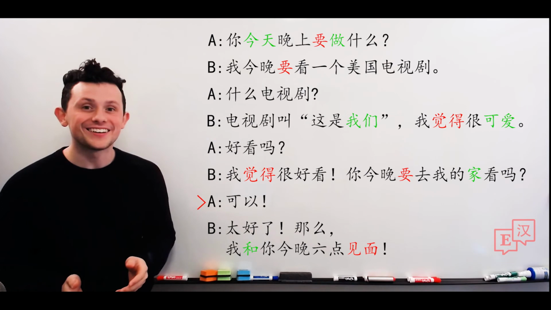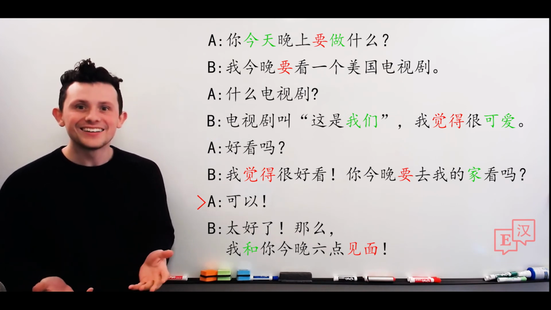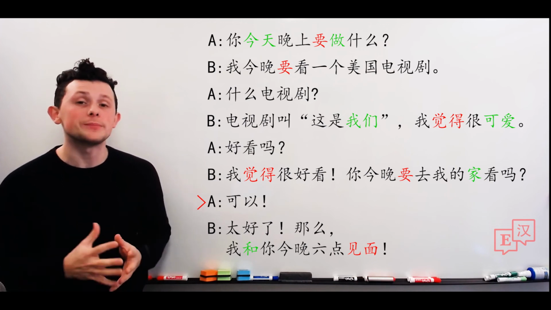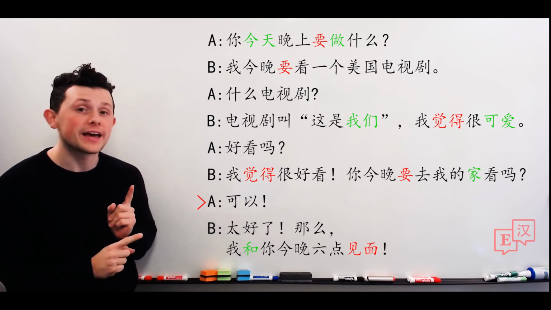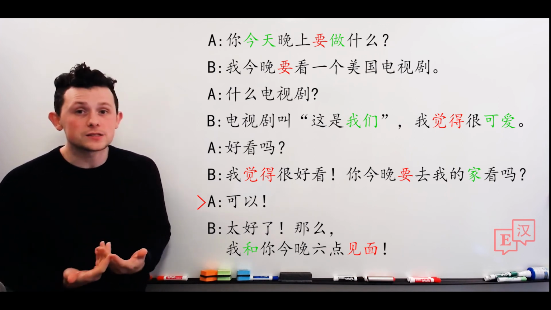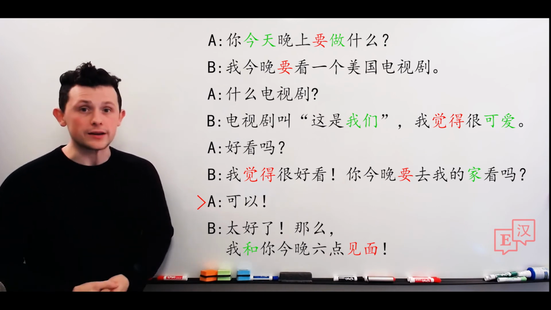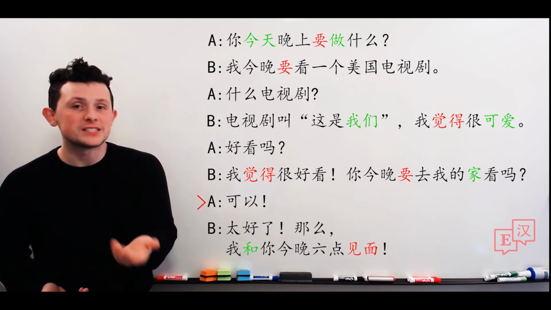可以. Yeah, that sounds great. 可以 literally means can or to be able to. But in context, this means yes, it's approval. I'm saying like that idea you proposed, that sounds great. And this is a very common way of consenting to something.